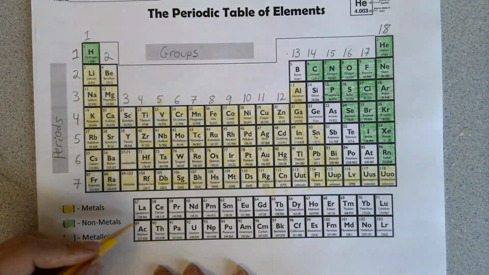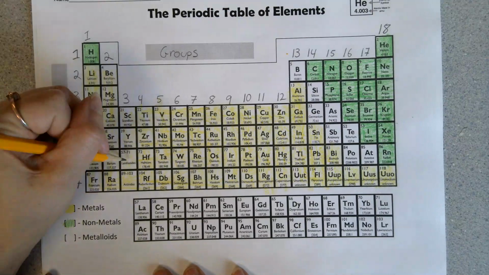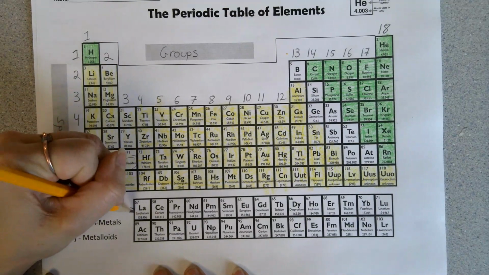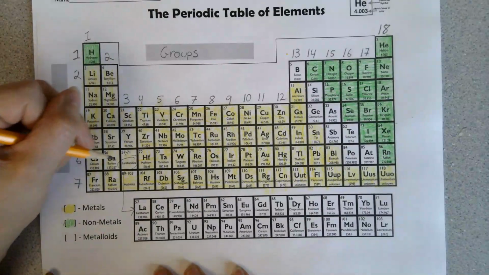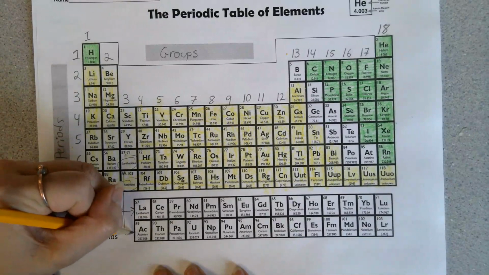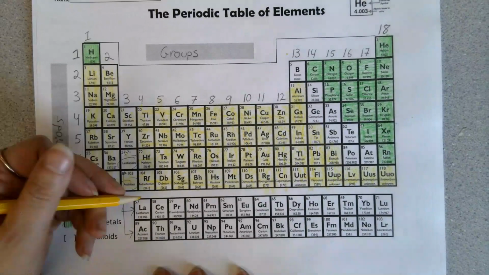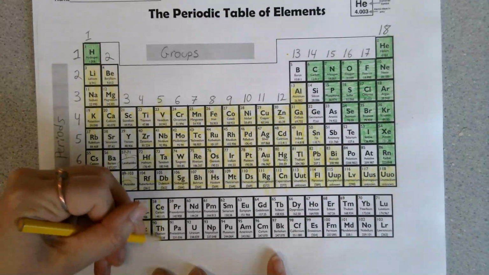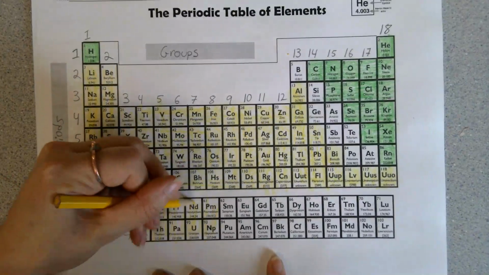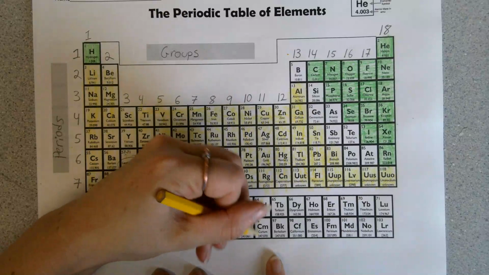So all of these lanthanides are going to be numbers 57 through 71, and the actinides are down here. That's going to be 89 through 103. These also are part of the metals.